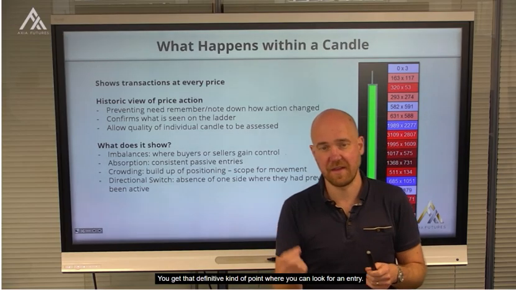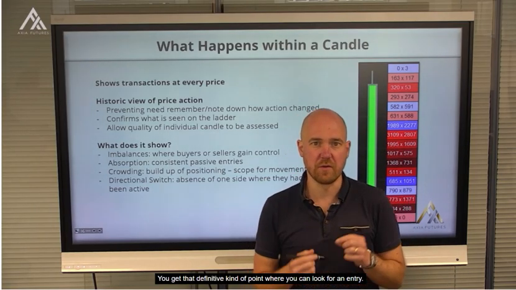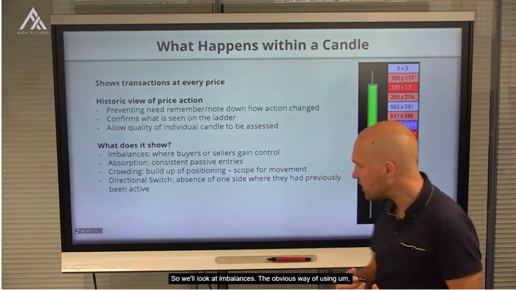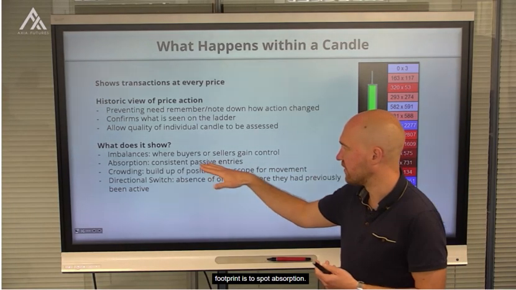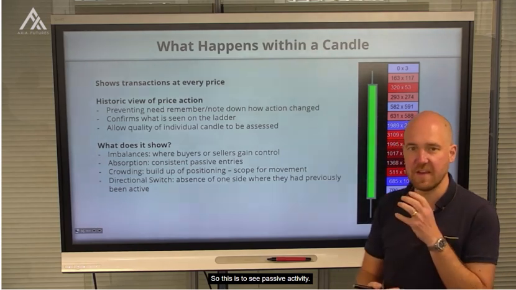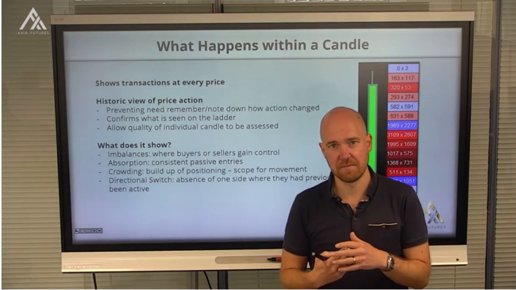With Footprint, you get that definitive point where you can look for an entry. So we'll look at imbalances. The obvious way of using Footprint is to spot absorption. So this is to see passive activity.